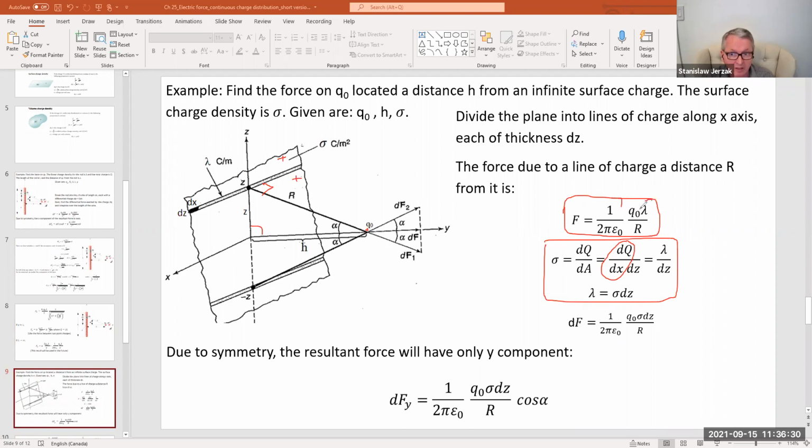I substitute for lambda here, sigma dz. This is that substitution. And instead of F, I have written dF, because if dz approaches 0, then the force due to that one line of charge, a tiny part of the entire plane, would exert a tiny force on Q0. So that force due to one line of charge will be very tiny compared to the force exerted by the entire plane of charge. So that force I designated dF. That's the contribution to the force on Q0 due to one line of charge, and we divide the plane of charge into an infinite number of lines of charge.